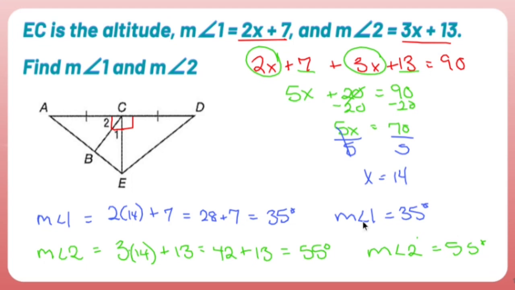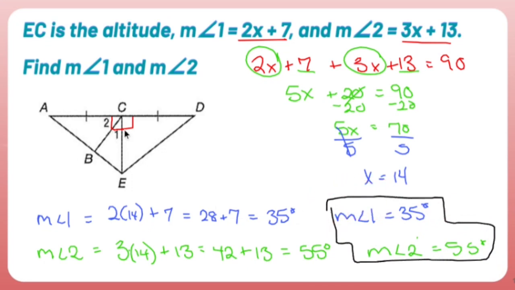These are my two answers, and this makes sense. If I were to add these guys together, 55 plus 35, I get 90 degrees, which is what 1 plus 2 is supposed to be. All right? So that's altitudes for you. Fun, fun, fun.